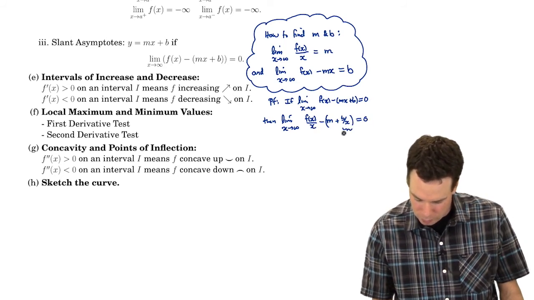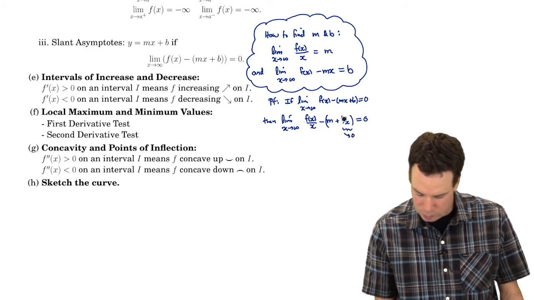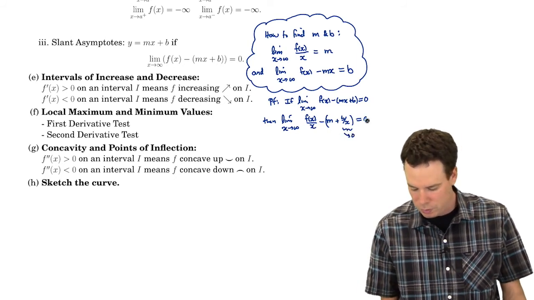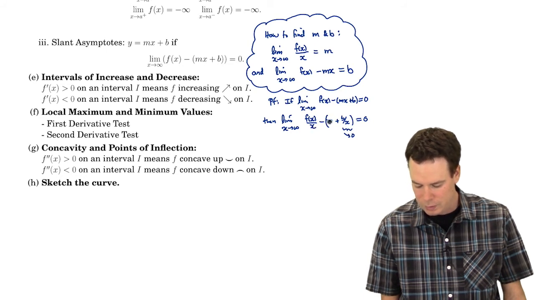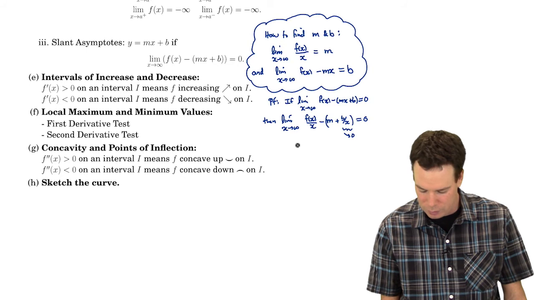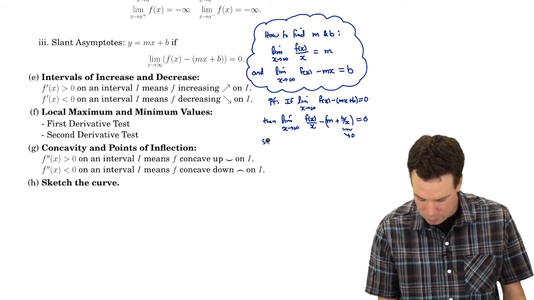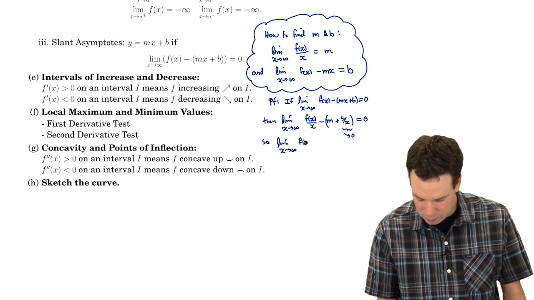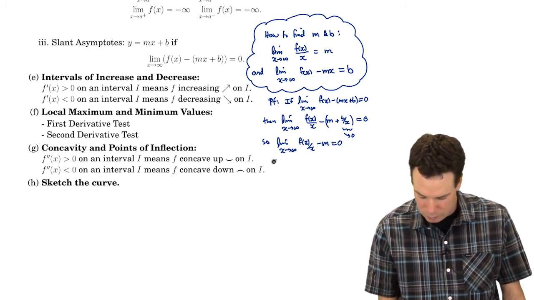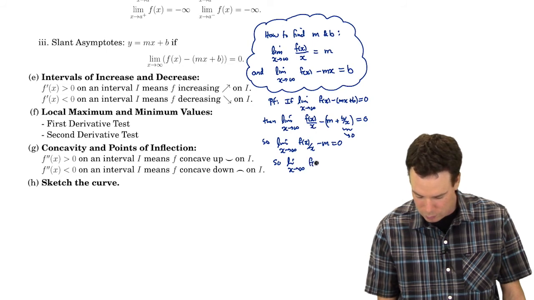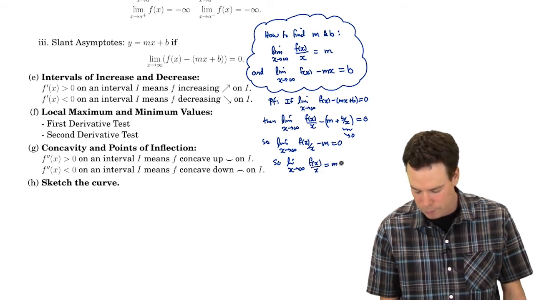But also notice that b over x goes to 0. So the difference goes to 0, but b over x is already going to 0. So that means f of x over x minus m has to go to 0. So the limit as x goes to infinity of f of x over x minus m has to go to 0. But therefore that means that the limit as x goes to infinity of f of x over x has to go to m.